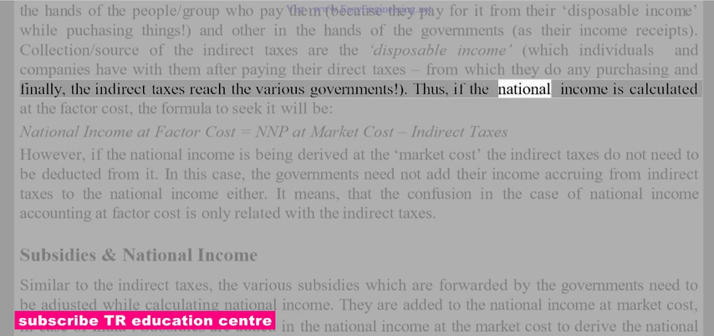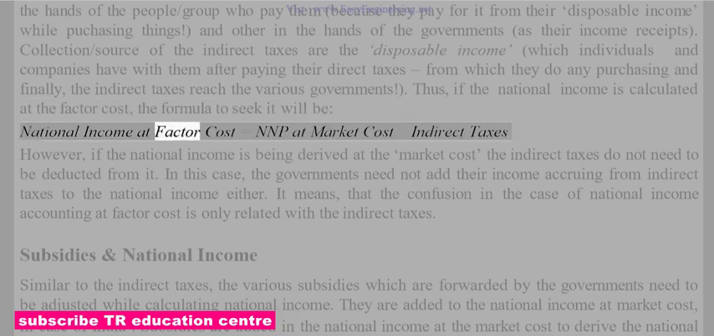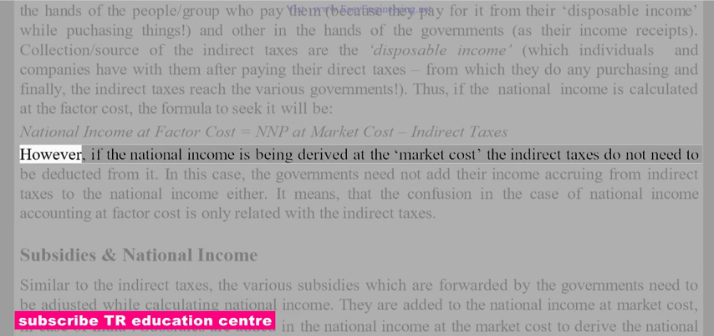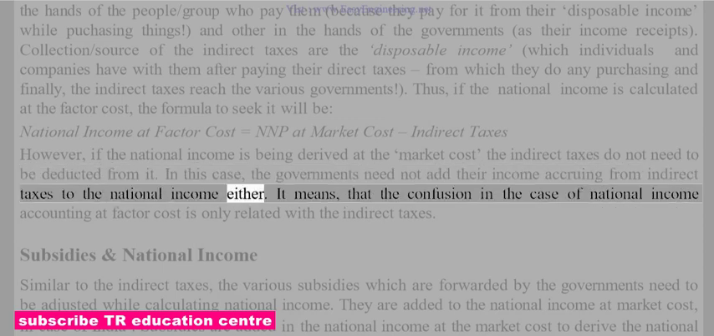Thus, if the national income is calculated at the factor cost, the formula to seek it will be: national income at factor cost is equal to NNP at market cost minus indirect taxes. However, if the national income is being derived at the market cost, the indirect taxes do not need to be deducted from it. In this case, the governments need not add their income accruing from indirect taxes to the national income either.